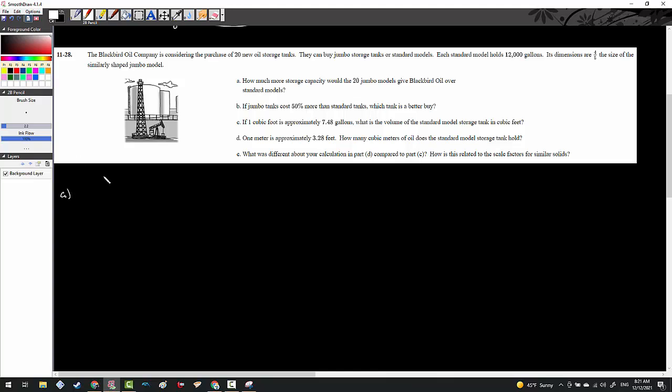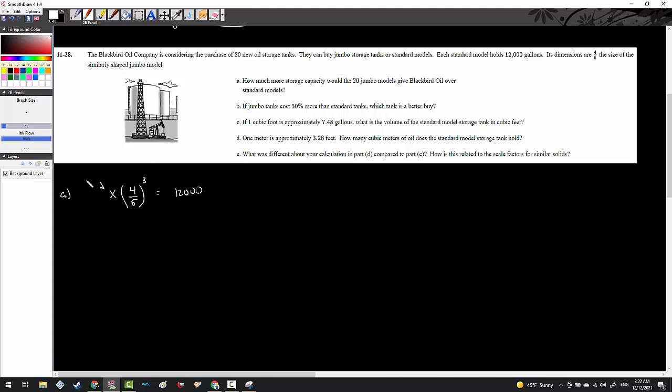Well, a couple different ways you can handle this. You could, first off, say that you don't know how much the jumbo model is. You could just call that X. And if you scale factored it down, you would get the 12,000. Here's the thing, though, the dimensions are 4/5 the size of the jumbo model, but we're talking about gallon storage capacity here. So that means that 4/5 would need to be cubed.